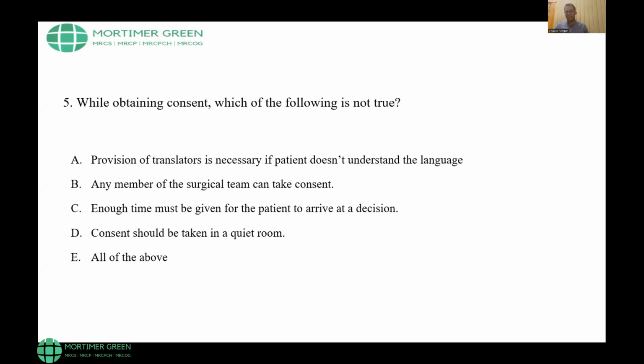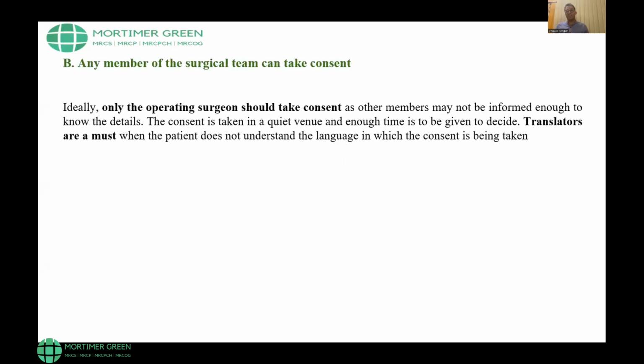So the answer is any member of the surgical team can take consent. Ideally, only the operating surgeon should take consent, as other members may not be informed enough to know the details. The consent is taken in a quiet venue and enough time is given to decide. Translators are a must when the patient doesn't understand the language in which the consent is being taken. So I have mentioned the term ideally. So ideally, only the operating surgeon should take consent.